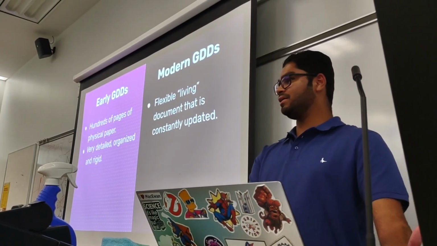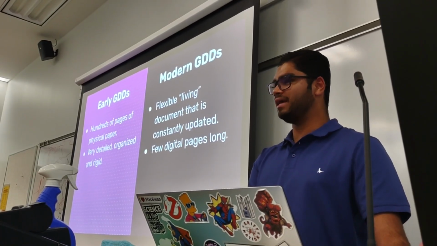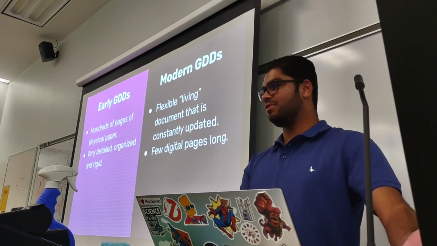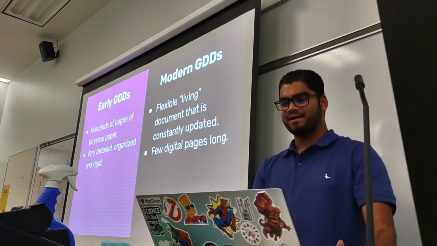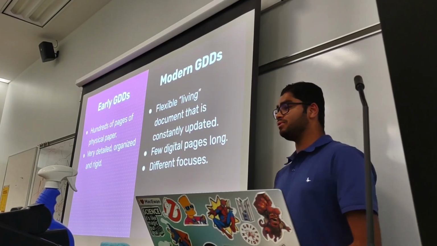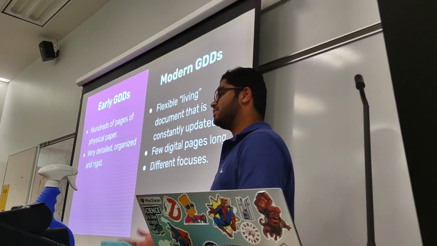And also they're way shorter, because as the human species have evolved, we've gotten a lot lazier. So it's no longer 100 plus pages, because no one wants to read all of that. And finally, modern GDDs, you can have like multiple different GDDs for the same game. And each thing can focus on a different aspect.